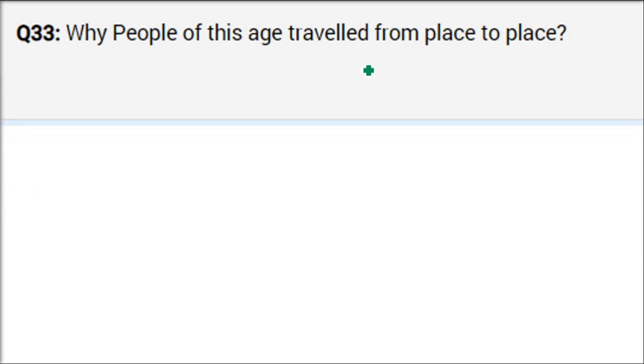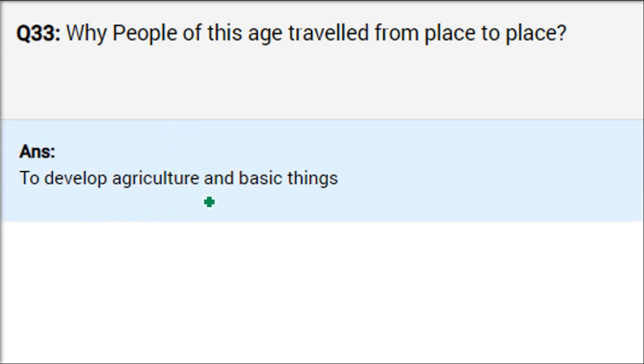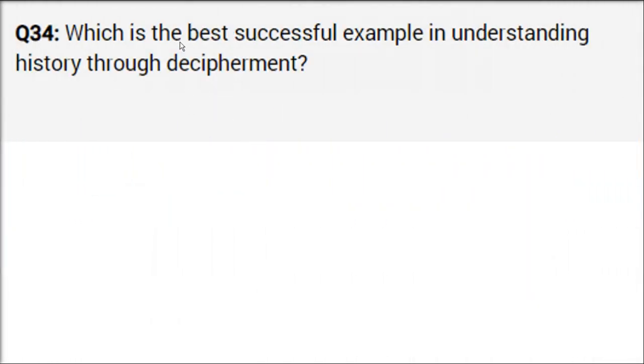Why did people of this age travel from place to place? There cannot be one reason. You can say to develop agriculture and various basic things, but I'll give you some more. Whenever people go from one place to another, they may go for a job, they may go for adventure, to find new places, to know new places. They may go to meet some relative, some friend. They may go to find some place, because where they live there is always flood or famine. Then the people have to relocate. So there may be various reasons.